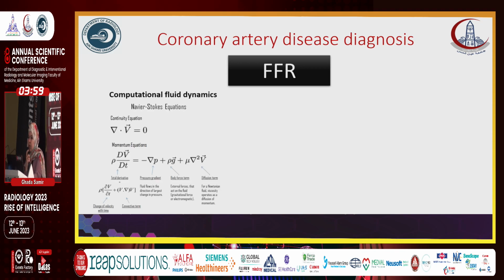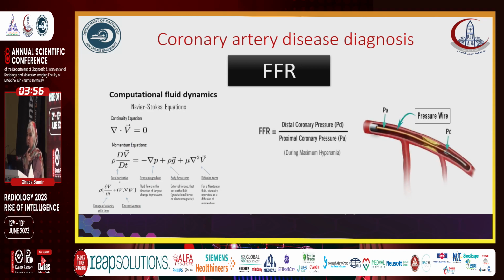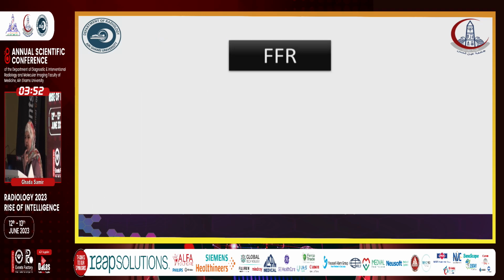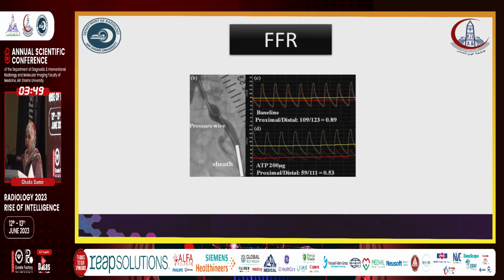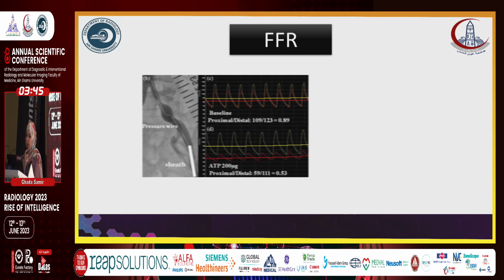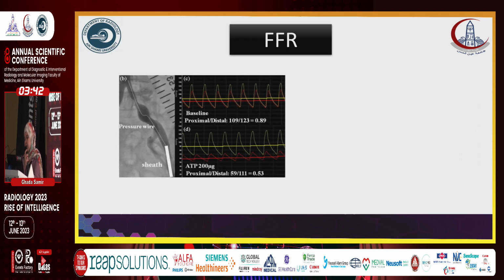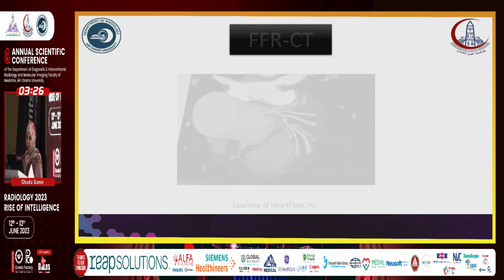It uses computational fluid dynamics to calculate the pressure difference across the stenosis. It's usually done by invasive catheterization that uses a guide wire to pass the stenosis, and it measures the pressure distal to the stenosis relative to the aortic pressure. They have found that a cutoff value of 0.8 detects the hemodynamic significance of the stenosis. That means if the ratio is below 0.8, you have a hemodynamically significant stenosis.